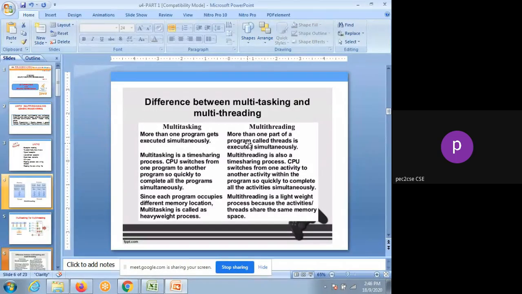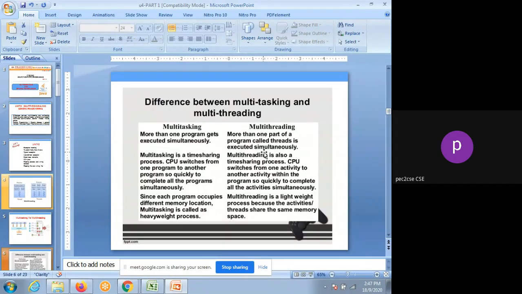And multitasking. In the case of multitasking, the CPU switches from one program to another program so quickly to complete all the programs simultaneously. It is in the case of multitasking. This is the case of multi-threading: the CPU switches from one activity to another activity within the program.